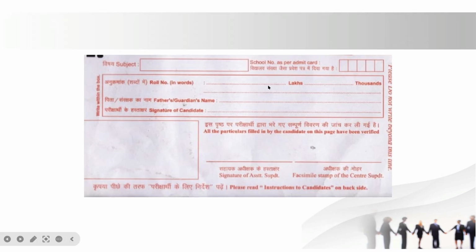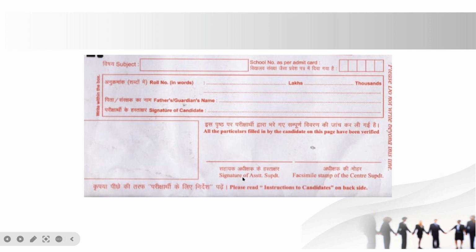Write your roll number in words here. Father's name: check your admit card, in what way they have written your father's name. The same way you should write, without any spelling mistakes. You just have your admit card in hand and copy. Signature: you put your signature.